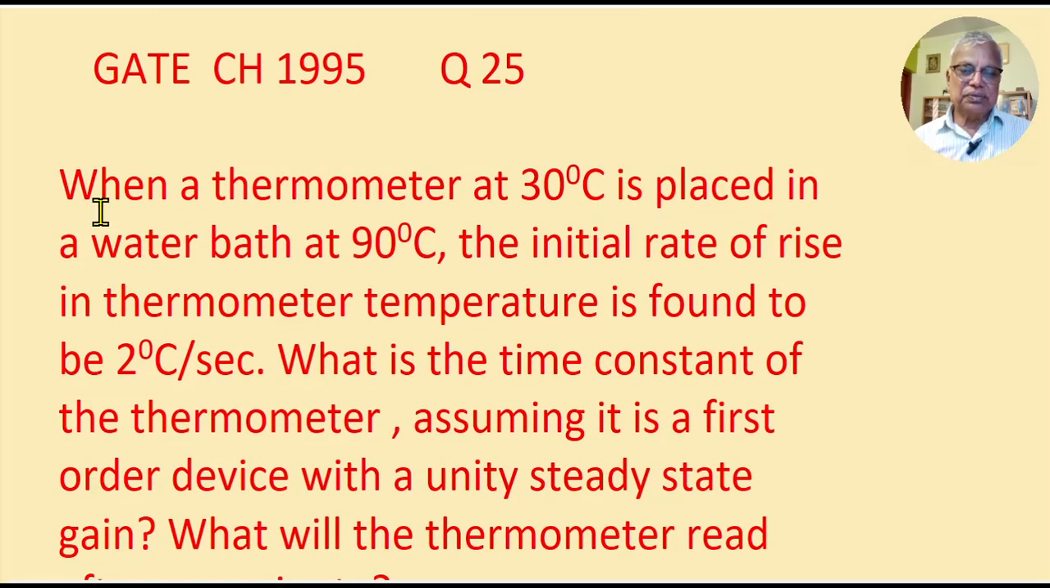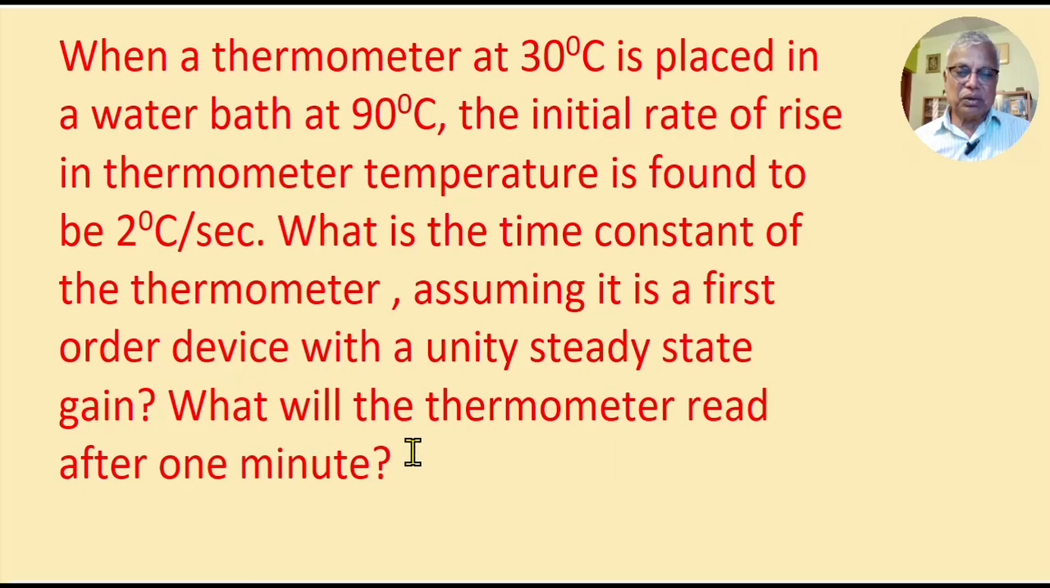So it reads, when a thermometer at 30 degrees centigrade is placed in a water bath at 90 degrees centigrade, the initial rate of rise in thermometer temperature is found to be 2 degrees Celsius per second. What is the time constant of the thermometer, assuming it is a first order device with a unity steady state gain? What will the thermometer read after 1 minute? So there are two questions. One is the time constant, second is the thermometer reading after 1 minute.